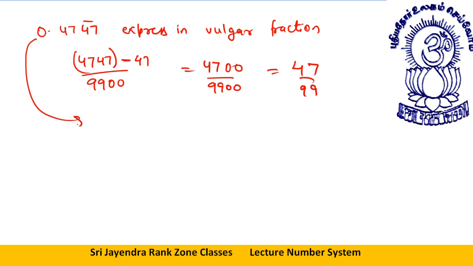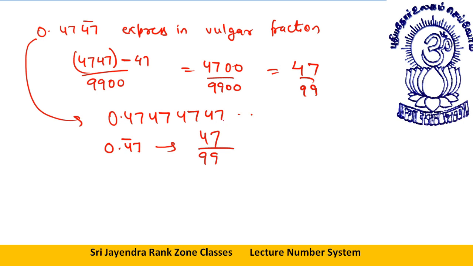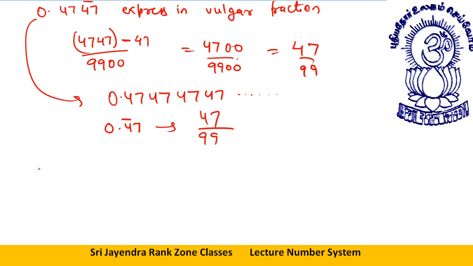Had I been a bit wiser, this could have been directly solved. This is 0.4747 bar, where 4747 will be repeated. Or I can say this is actually nothing but 0.47 bar. The moment I see it, I write 47 by 99. This is the answer. I'm sure it must be clear to all of you.